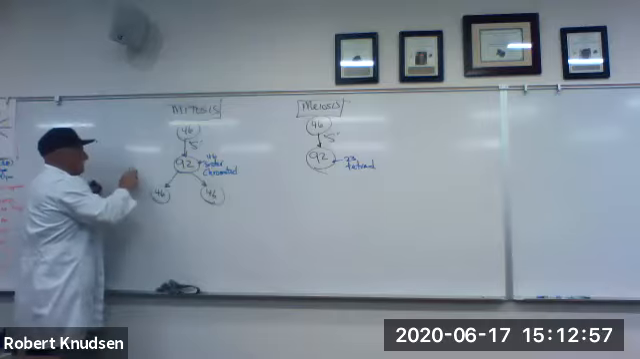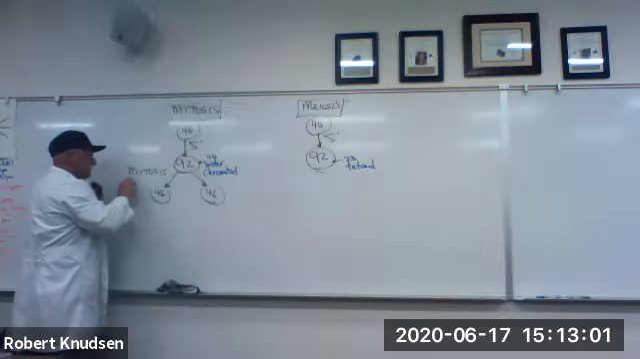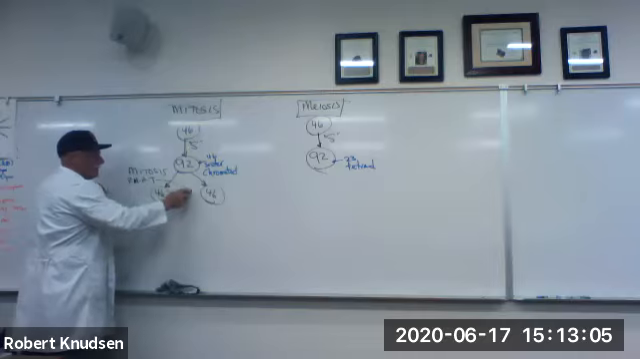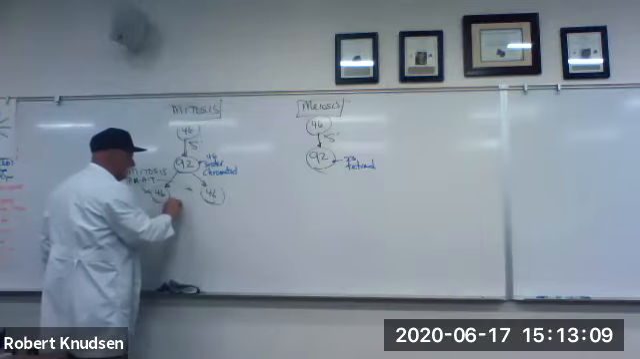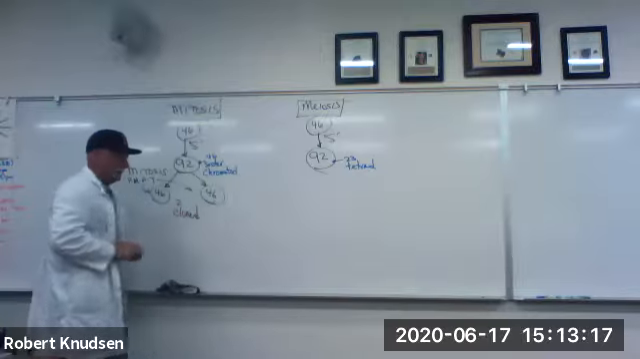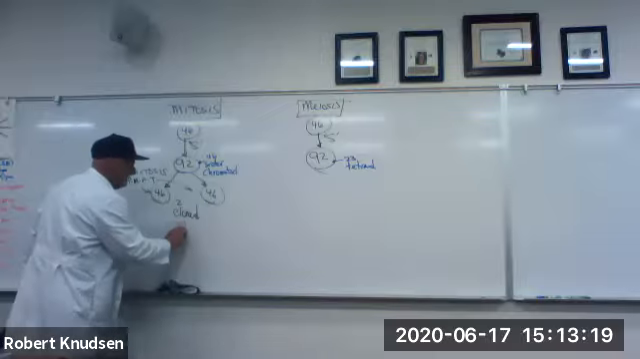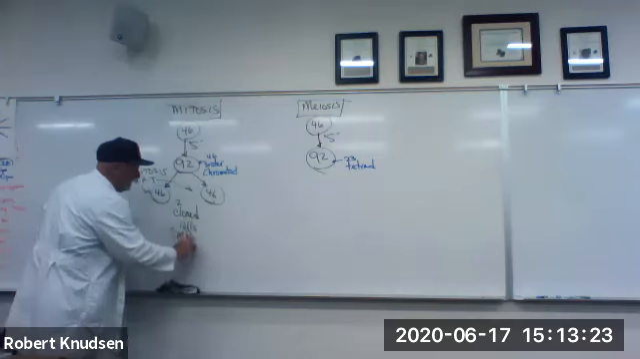Then we go through mitosis, prophase, metaphase, anaphase, telophase, and we get this. Cloned cells. I'll put cloned. 2 cloned cells. And we call that cell replication.